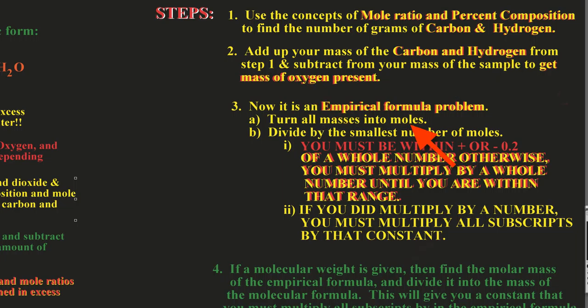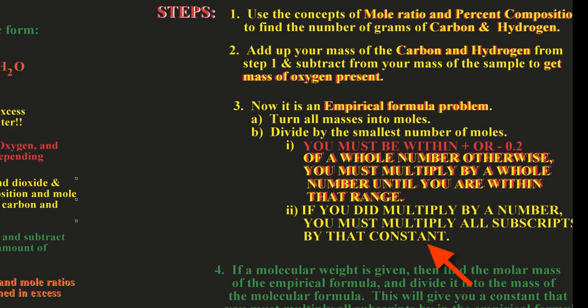Convert everybody into moles. After you convert everybody into moles, divide by the smallest number. Remember, you have to be within plus or minus 0.2. Some people say 0.1. You need to check your class for that range, of a whole number. If not, you got to multiply by natural numbers, 2, 3, 4, 5, and make sure your answer is within that range. If you did multiply by one of those numbers, you have to multiply each of the subscripts by that same constant. Okay? This is just empirical formula stuff, that's why I'm going kind of fast.